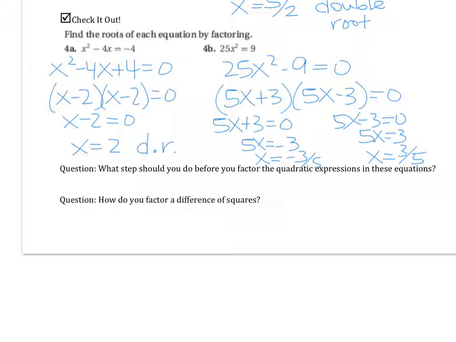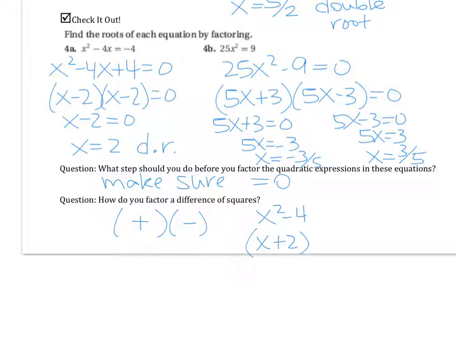What steps should you do before you factor the quadratic equation in these equations? Make sure it equals 0. How do you factor a difference of squares? 1 plus, 1 minus. Think about the square root of the first term and square root of the second. So, for instance, it would be x plus 2, x minus 2.